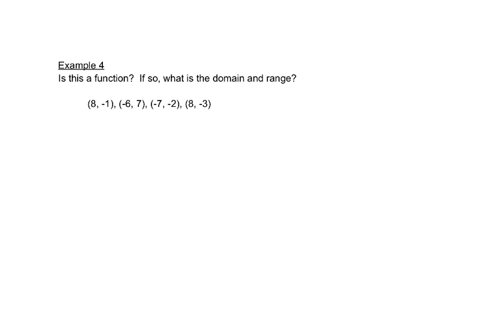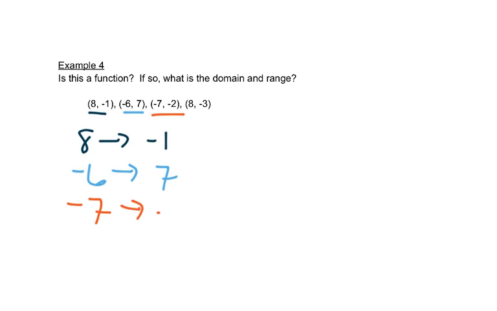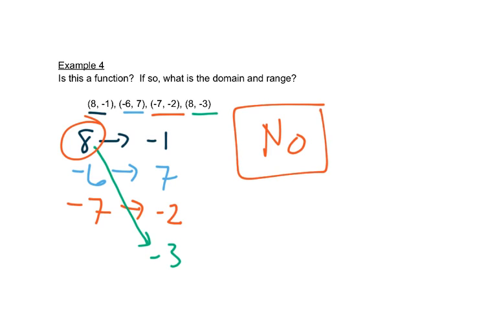So here's another example. Here we have 8 going to -1, -6 going to 7, -7 going to -2. Then here I have 8 going to -3. Well, I already have 8 written, and so here I need it to go to -3. So here's the problem, now this 8 is going to two different places, and that means it's not a function. Again, we don't have a domain or range if it's not a function.